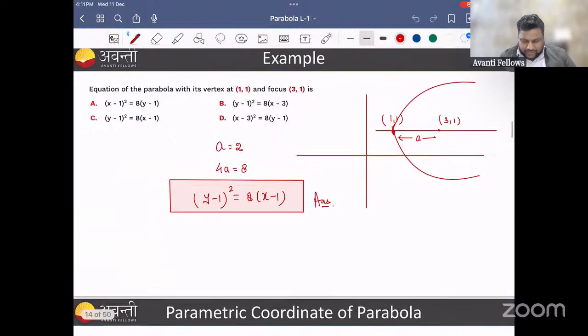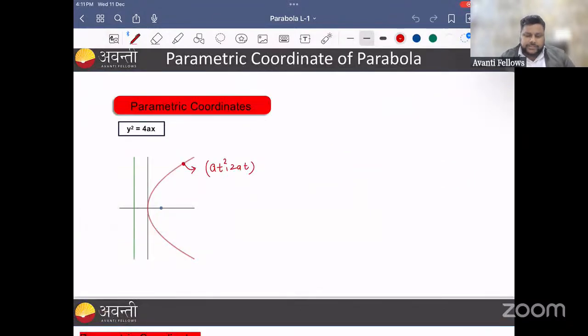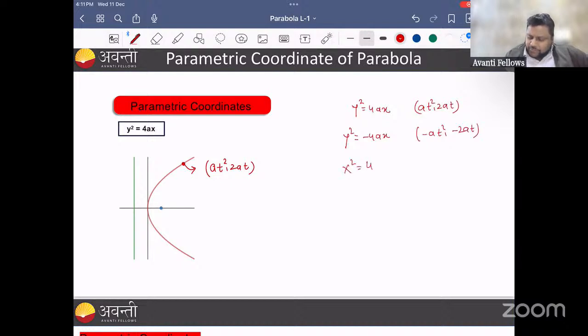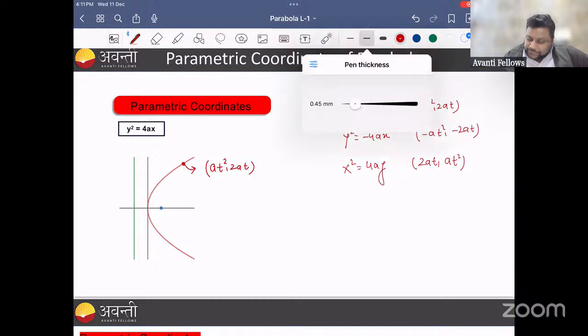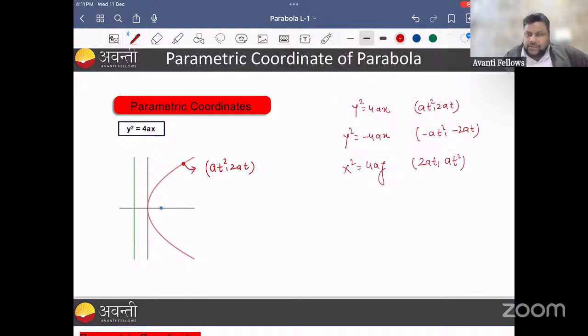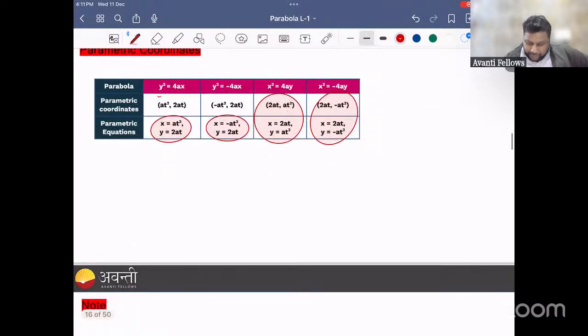Then another question, and then parametric coordinates. For y square equals 4ax, the parametric coordinates were at square, 2at. For y square equals minus 4ax, the parametric coordinates were minus at square, 2at. Whereas for x square equals 4ay, the parametric coordinates will be 2at, at square. So this was a simple thing we have done.